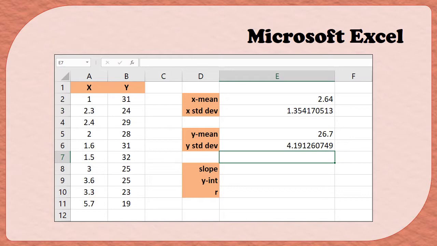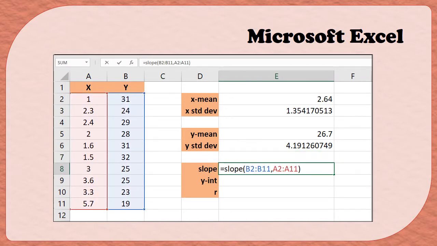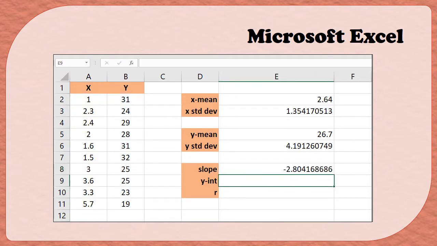So for the slope of the least squares regression line, I'm going to type in equals slope, and then I will enter B2 colon B11, because that's where my y values are stored. I'll type a comma for the second argument, and then type in A2 colon A11, because that's where my x values are stored. So this is how you can find the slope of the least squares regression line using Microsoft Excel. I hit enter, and it tells me negative 2.80416, and so on.